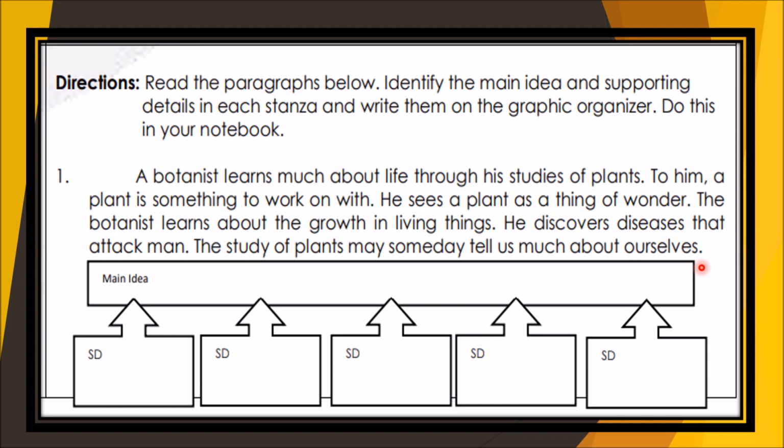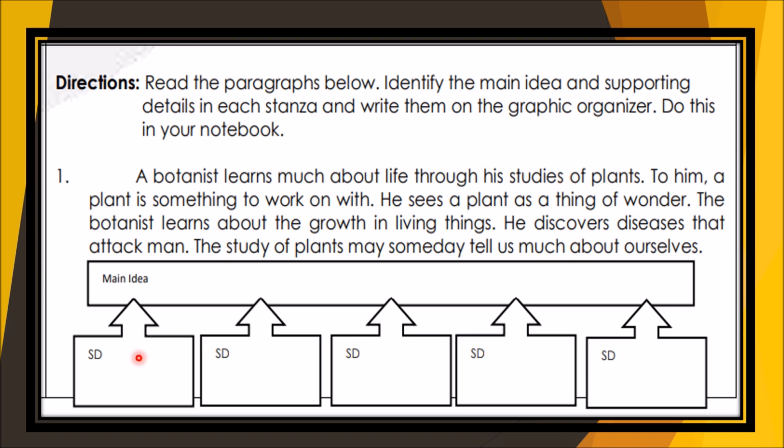So, here, what is the main idea that you can see? Where can you find the main idea? Okay, it's about a botanist who learns about life through his studies of plants. So this is the main idea about the botanist who learns much about plants.